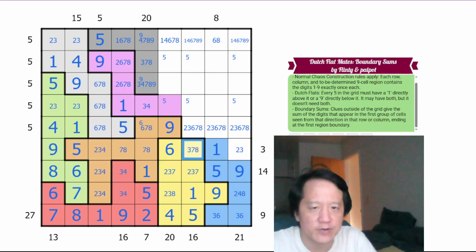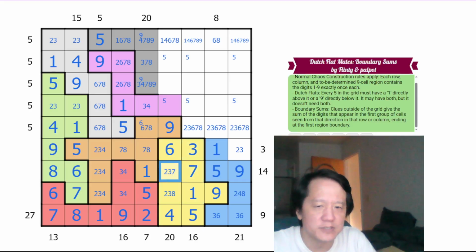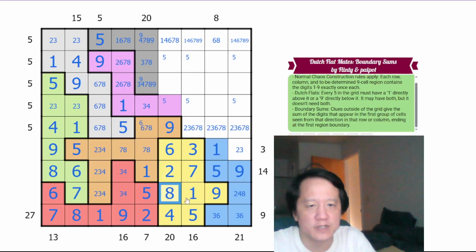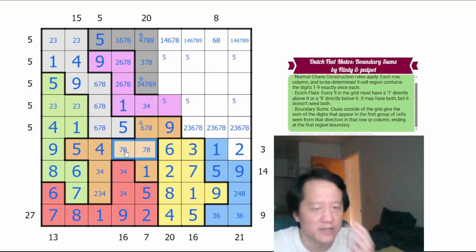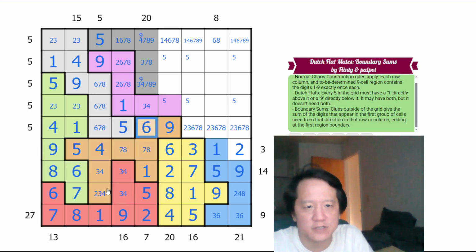So this can't be 7 or 8. It's 3 with 7, adding up to 10. That means this can't be 3 or 7. It's 2, which makes that 8. 2 eliminates 2 here. 3 eliminates 3 here, so this is 2. And 2 and 3 eliminate 2 and 3 here, so that's 4. This 7, 8 pair eliminates 7, 8 in the rest of the region. So that's 6. 4 eliminates 4 here, so that's 3 and 4.